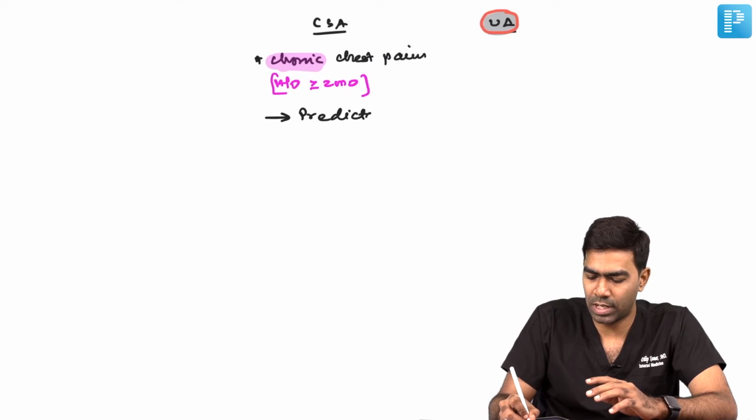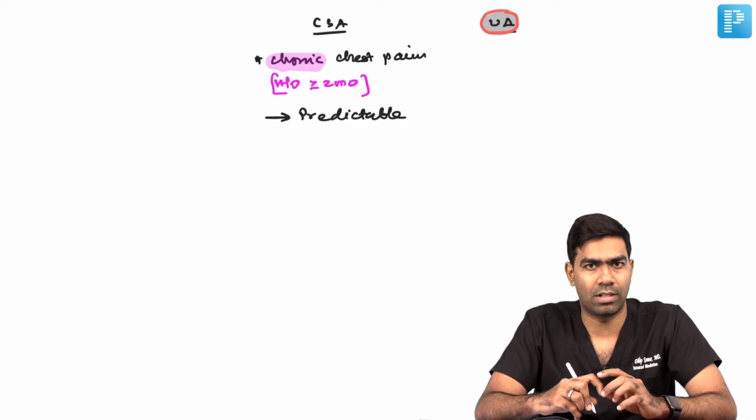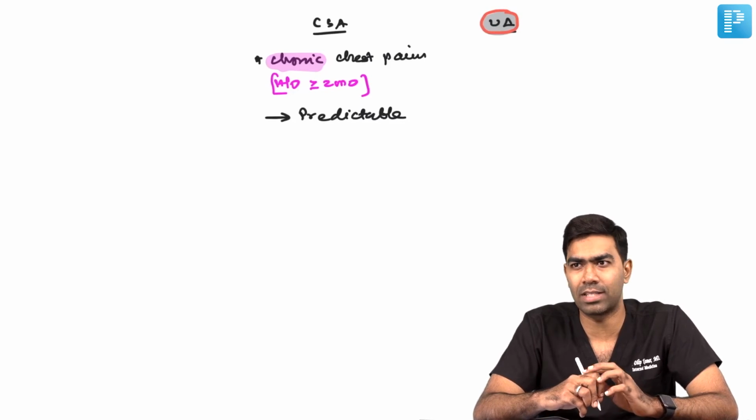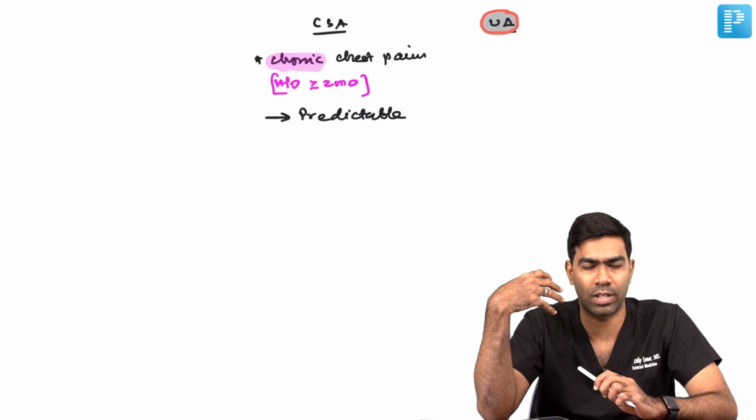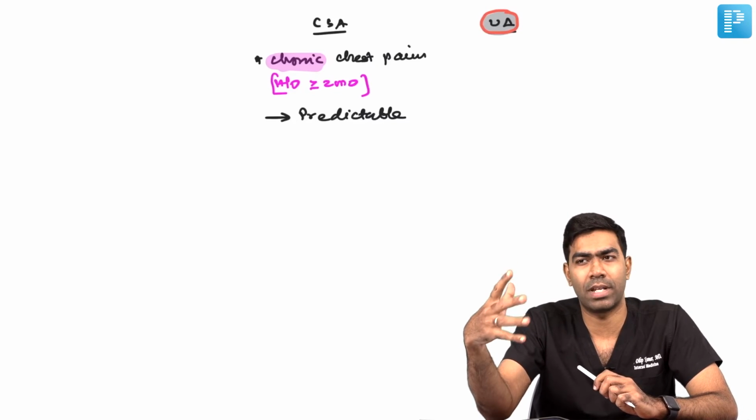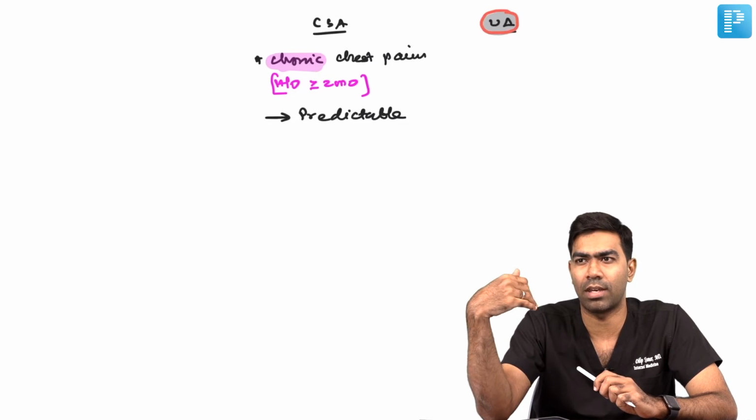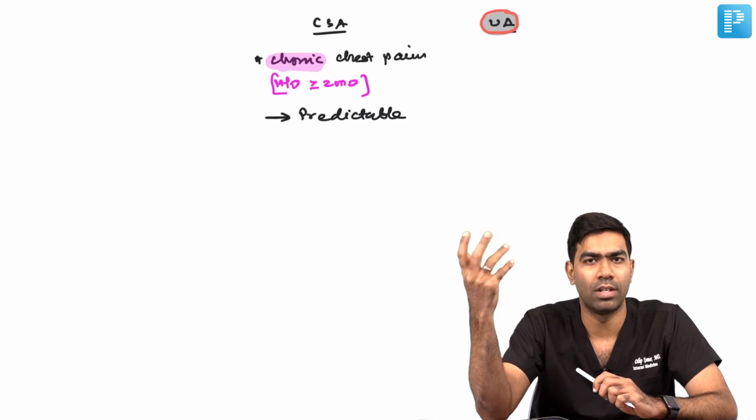chronic stable angina will be completely predictable. Which means the patient will have a fixed obstruction, fixed flow limitation, and it will be a predictable pain. In the sense, if I'm the patient who's suffering from a chronic stable angina, I'll be knowing exactly when I'll be getting the pain. For example, a patient might be getting pain if they climb beyond 2 flights of stairs or they walk beyond 3 blocks in the road.